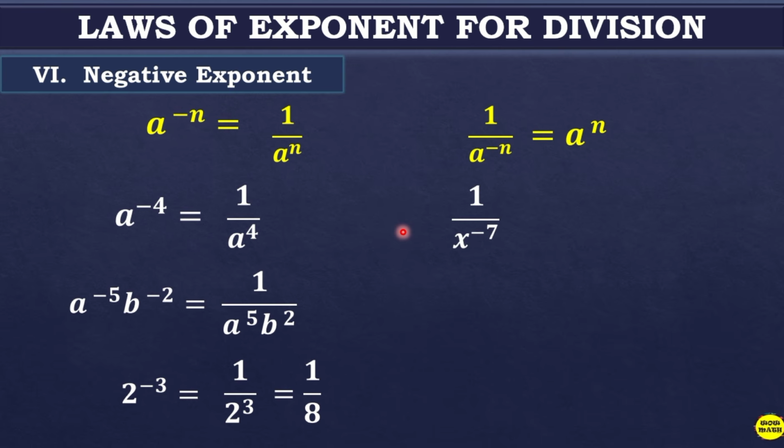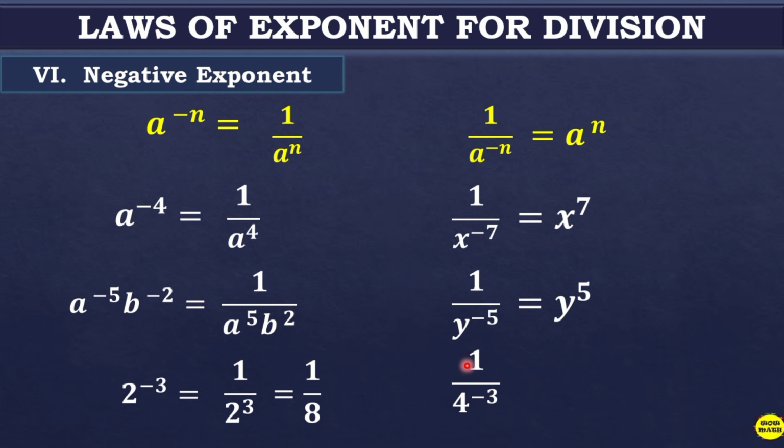Next. So, meron ako ditong 1 over x raised to negative 7. So, since nasa denominator siya, magiging x raised to 7 po. So, naging positive na siya. Reciprocal lang po. Next, 1 over y raised to negative 5. So, 1 over, y raised to 5. And then, 1 over 4 raised to negative 3. So, magiging 4 raised to 3. Naging positive na yung exponent natin kasi ni-reciprocal natin siya. So, 4 raised to 3 is 4 times 4, 16 times 4, that is 64.